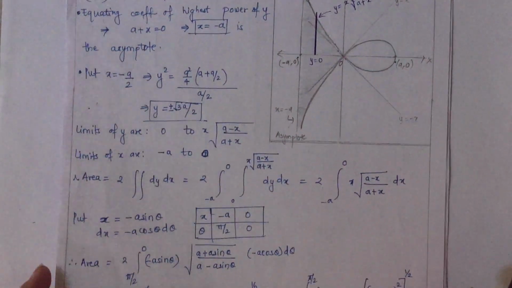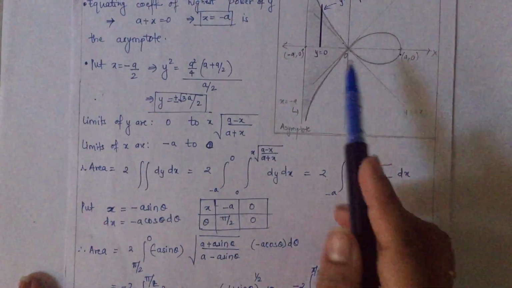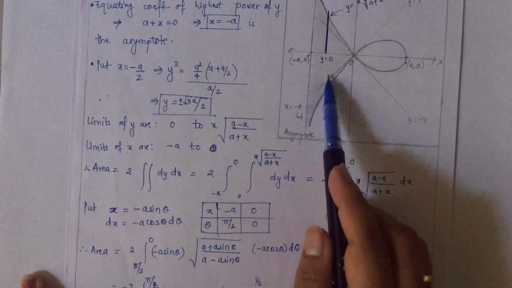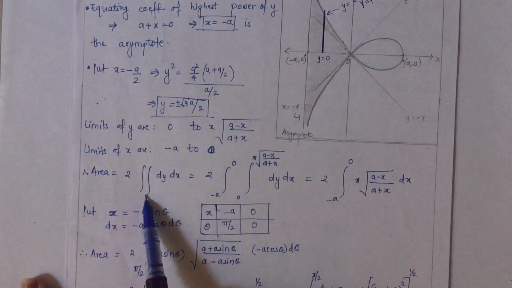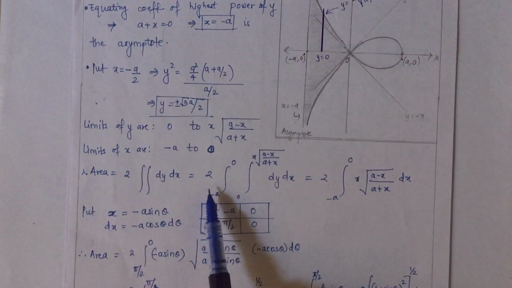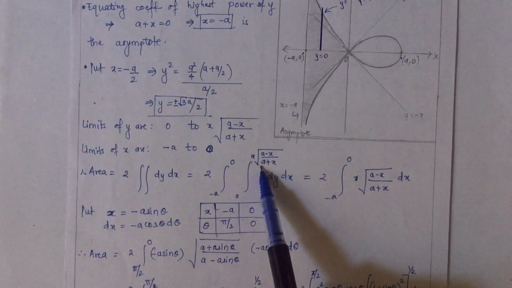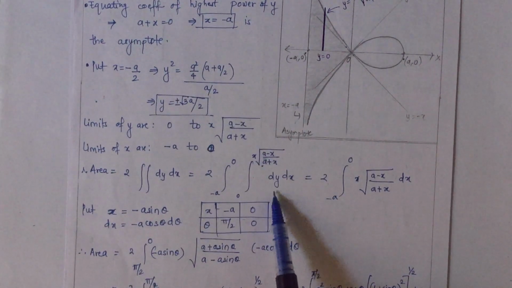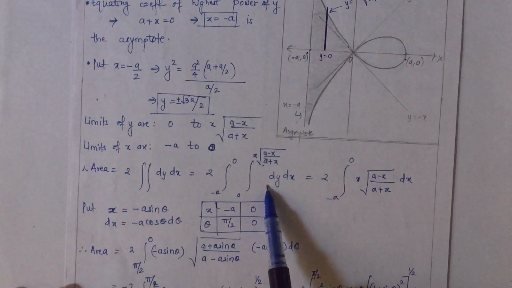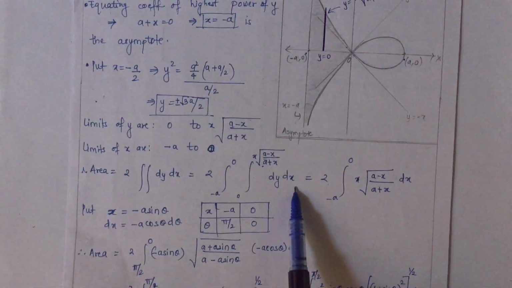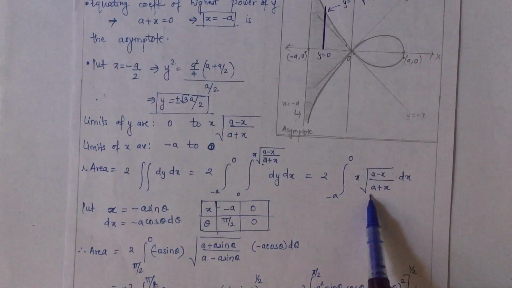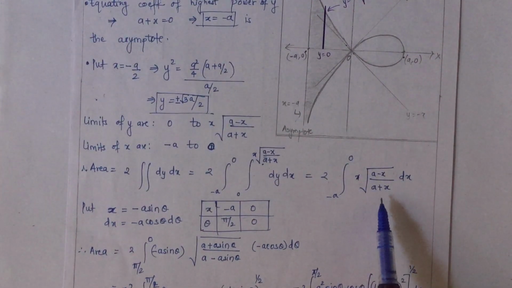Okay, so the area formula is, since we are considering the half part, for the whole area it will be 2 times double integral dx dy. So this becomes 2 times integral from minus a to 0, integral from 0 to x times root of (a minus x) upon (a plus x), dy dx. First we will integrate with respect to y and then with respect to x. So with respect to y we get x times root of (a minus x) upon (a plus x).